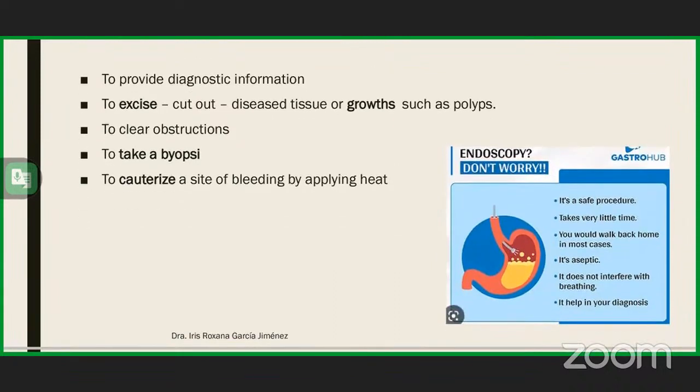And about endoscopy, it's usually a safe procedure, a common one. And we can say it's a safe procedure. It takes very little time, in comparison with other invasive procedures. You will walk back home in most cases, of course, because it's scheduled. You don't have to stay at the hospital, at least unless you have a pathological situation. It's aseptic, of course. It doesn't interfere with the breathing. It helps in your diagnosis, of course. We all know about it, just making a review.